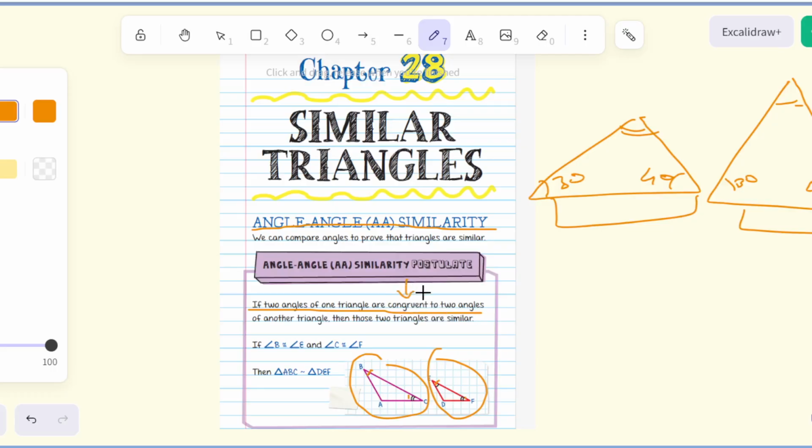The two angles of one triangle are congruent. Congruent means equal. That's the meaning of congruent here. They mean that if the two angles of two triangles are equal to each other, then those triangles are similar.